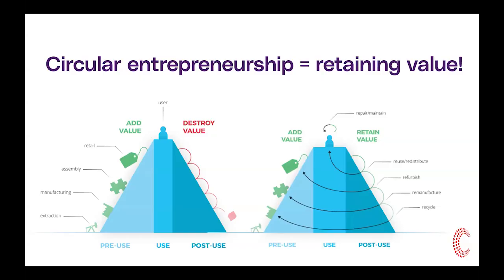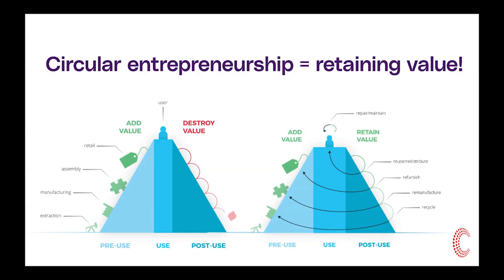I would like to explain Circo a little bit more by the value hill, because circular entrepreneurship is basically about retaining value. And in a linear economy, which is the first image, we add a lot of value to a product or service while making it. So during the extraction, manufacturing, assembly, retail, and then it's at the most value when the customer uses it, the user. And in a linear economy, usually this period that the user is using it is very small. And after they're done using it, the value gets destroyed very easily, and the value hill basically goes down pretty quickly. And we don't want this in the long run.